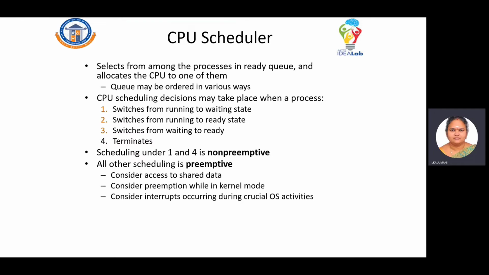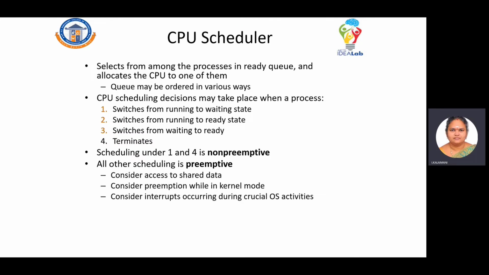First, when a process switches from running to waiting state. When a process is executing, it is in the running state. When the process moves from running to waiting state, we have to replace the running process with another process. Which process has to take part? That is the case when a CPU scheduling decision occurs when switching from running to waiting state. And the next one is running to ready state.